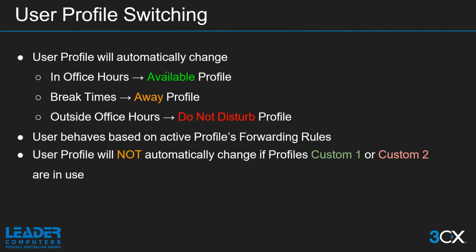And user profile switching. So, yep, I think I've already been through this. So in office, it changes to available, break times is set to away, and outside office hours, it's set to do not disturb. And the user behaves based on active profile forwarding rules, and the user profile will not automatically change if the profiles are custom. So all these three will automatically switch depending on the office hours. But if it is on custom one or custom two, there won't be any automatic switching. You need to manually switch it.